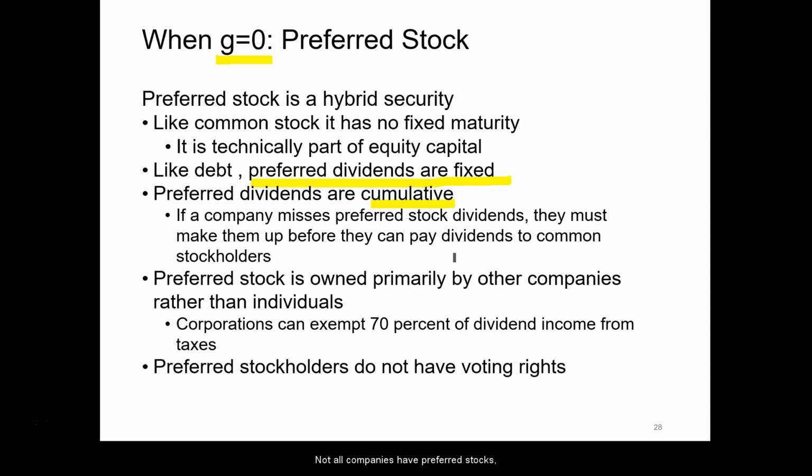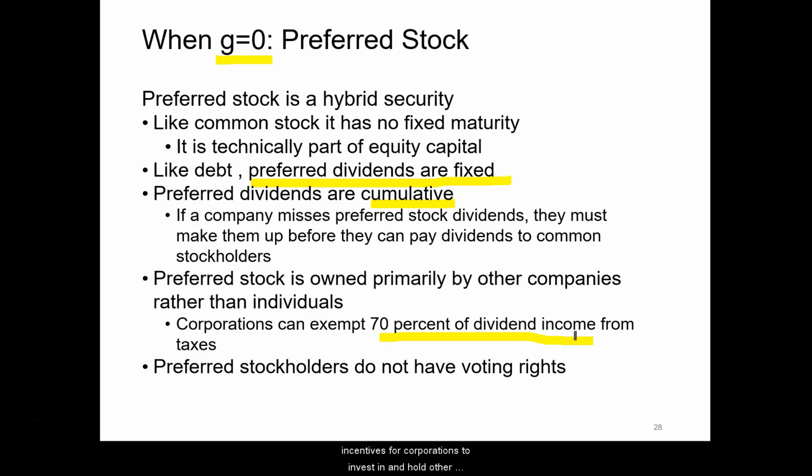Not all companies have preferred stocks. Actually, only a small number of companies nowadays issue preferred stocks, and preferred stock is primarily owned by other companies instead of individual investors. And when companies own other companies' preferred stocks, 70% of the dividend income actually is tax exempt. So that's actually one of the incentives for corporations to invest in and hold other companies' preferred stocks.